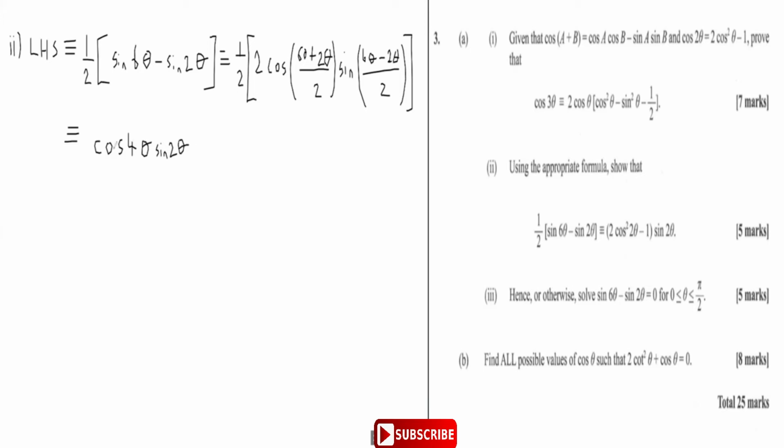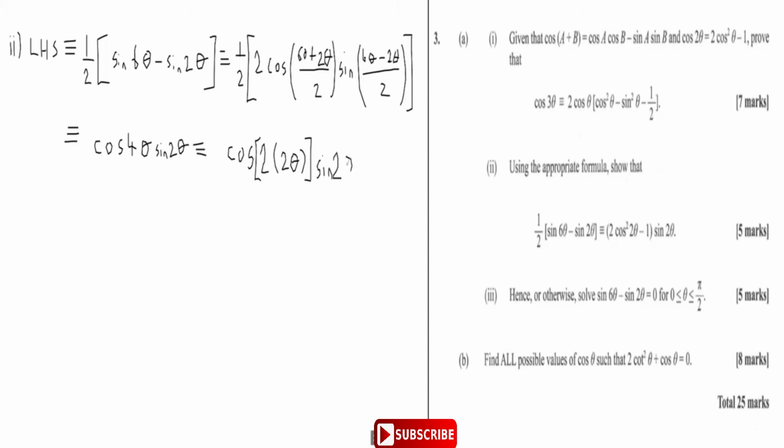But then look at this now. Cos 4 theta, we can break up cos 4 theta now. It can be looked at as cos of 2 times 2 theta, times the sine of 2 theta. We can always look at cos 4 theta like that.